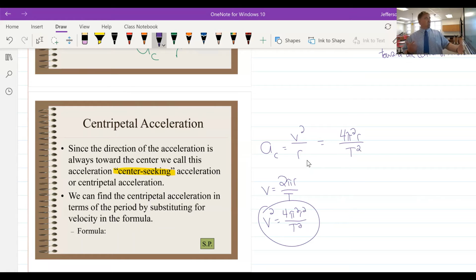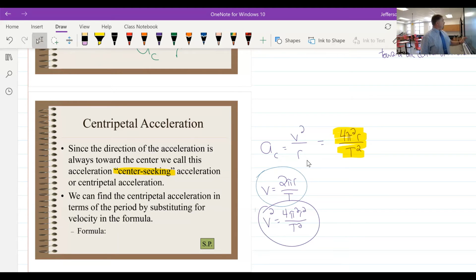Now, a lot of people say, wait, it was r squared down here. How come it's not r squared up there? The r squared gets canceled out with the original r that was in our equation. So this is an equation that is not in your reference table. You are welcome to put it in if you want. But again, you can very easily use our speed equation we derived before to determine what the speed is, and then plug it into our centripetal acceleration, which you do have.